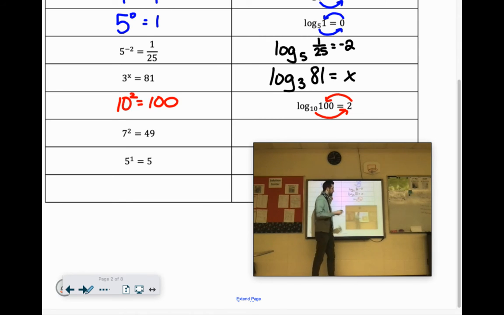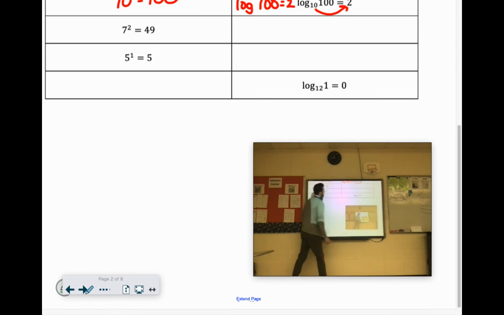Now, something you'll see eventually is you don't write the base of 10. It's kind of like, when you have x, it really means 1x. So you wouldn't write this like this anymore. You'd write log, and you would just leave that blank, 100 equals 2, and it means there's an invisible 10 down there. So that's going to be kind of a hard thing to get used to at first.